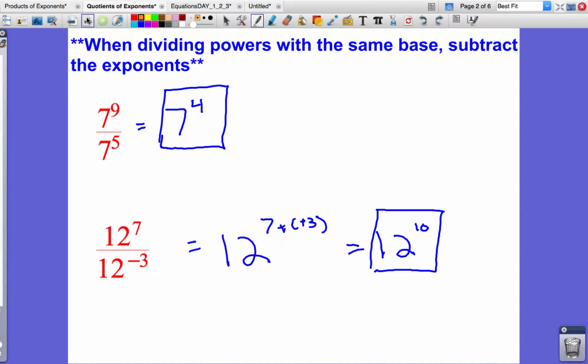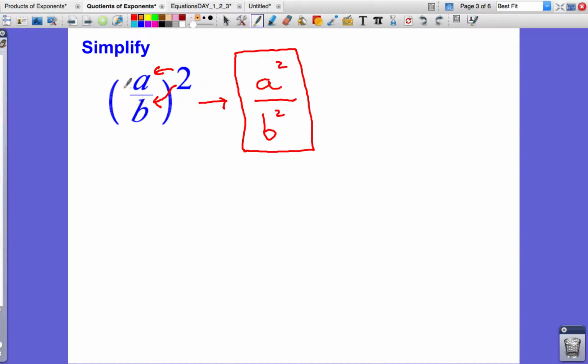And then if we have multiple pieces inside parentheses being raised to an exponent, we need to make sure we take that exponent to every single piece inside the parentheses. Very similar to what the distributive property is like, and then we can simplify from there.